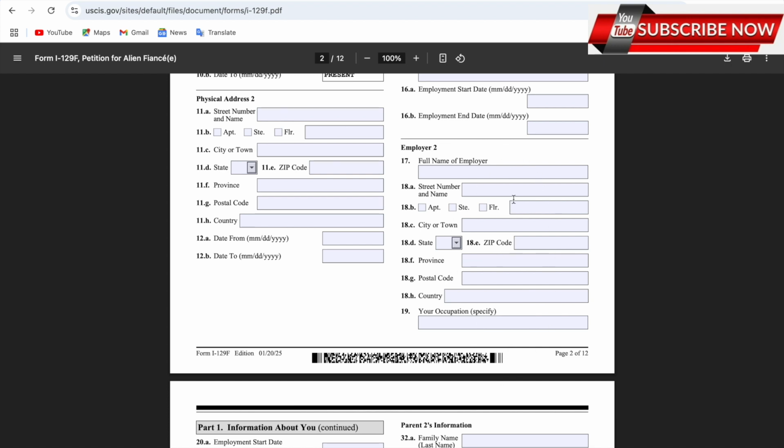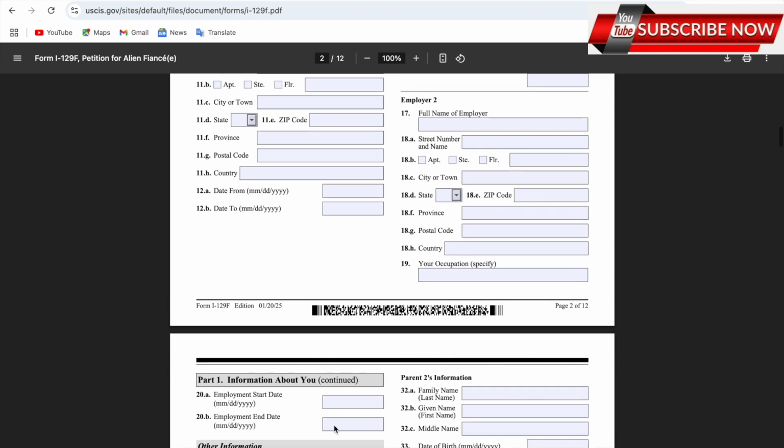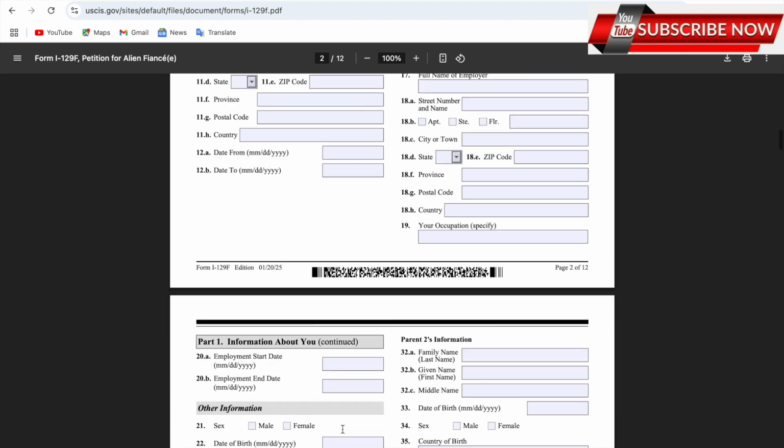If you have a second job, you put in that information over here. The same thing, you put in the information over here. The start date and the end date. If you are still working over there, you put in present. If you're not working over there, then you put in when you stopped working over there.